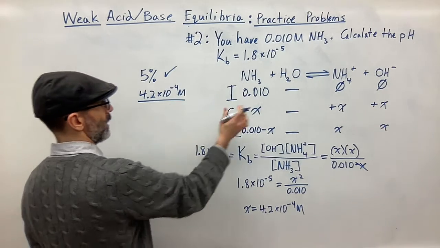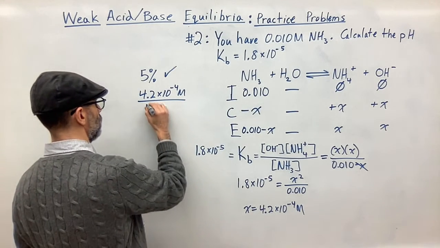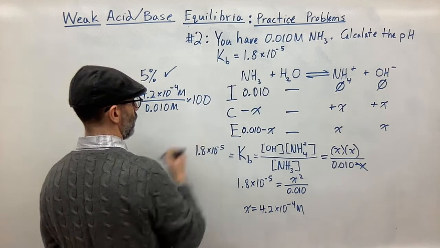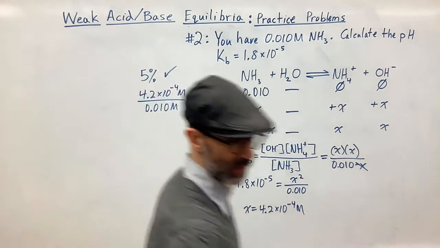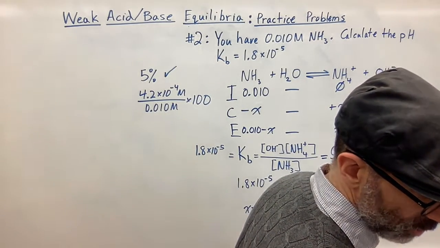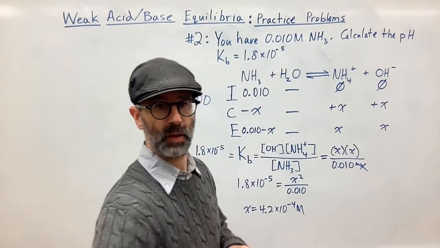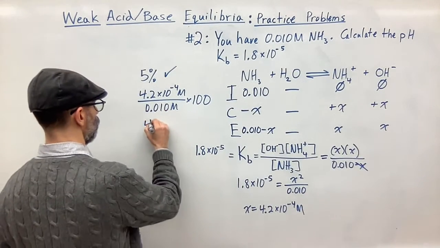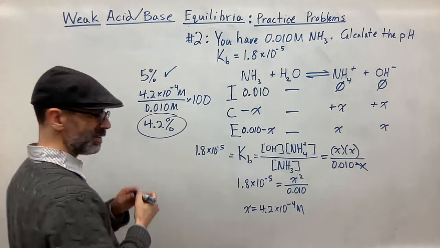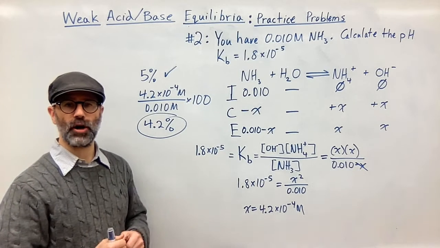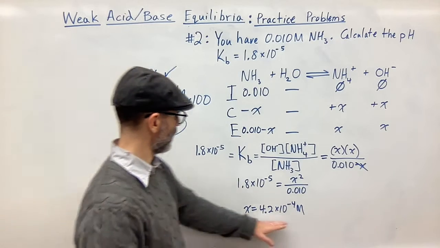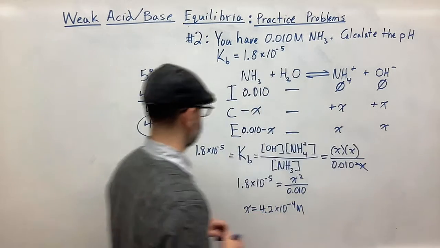And then divide that by 0.010 molar, multiply that by 100, and that's going to be 4.2%. So 4.2%, still less than 5%. Therefore, my x is small approximation is valid. So I can keep my x, and then I can take x and plug it into my expressions here.